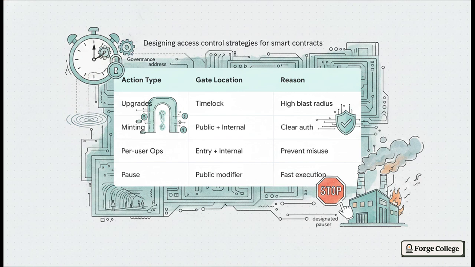For per-user operations, like transferring assets, you're looking at entry point checks with internal validation to prevent misuse early on. And for an emergency pause, you definitely want a public modifier pointing to a designated pauser. Why? Because when the factory is actively on fire, you need incredibly fast execution with clear authority. You do not have time for a 3-day governance vote. Keep this matrix handy. It is literally your ultimate cheat sheet for balancing ironclad contract security with long-term maintainability.